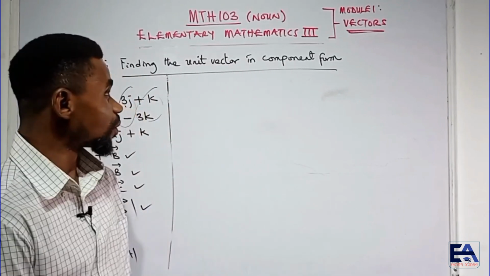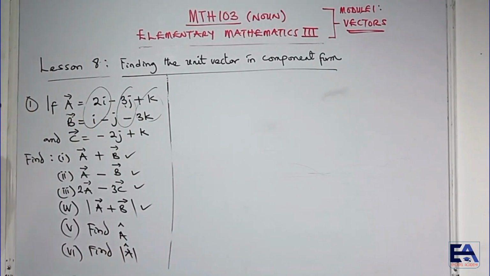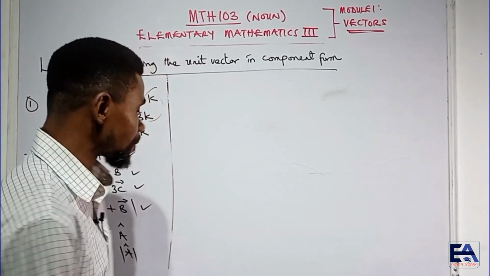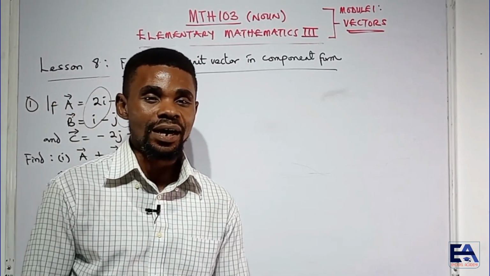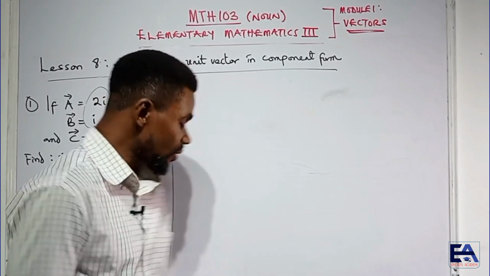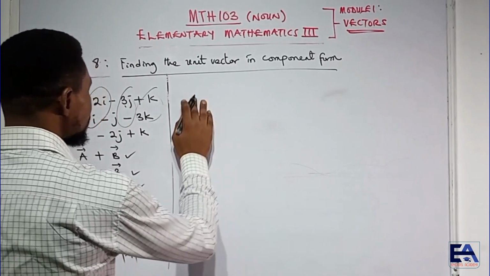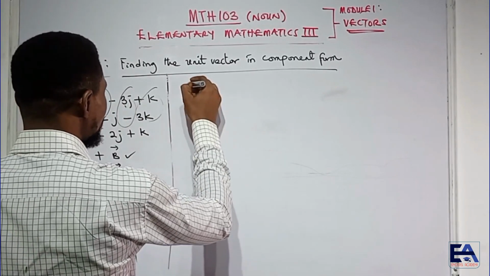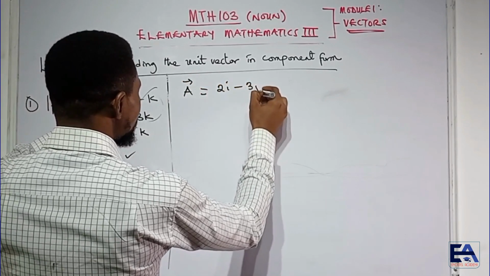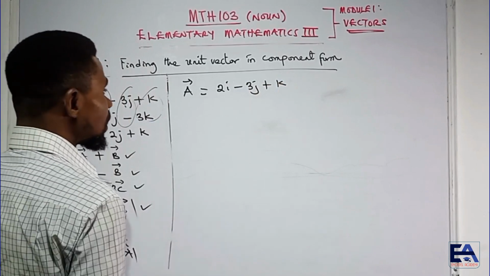All right, let's quickly move on. Now, we want to do something a little bit tricky. In this case, we want to find the unit vector of a particular vector. The question says find the unit vector, and we already have vector A as 2i minus 3j plus k. All right.